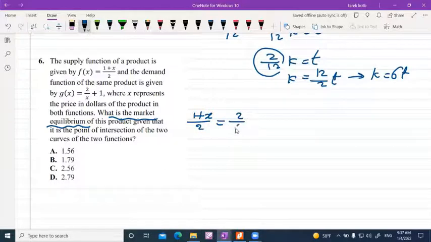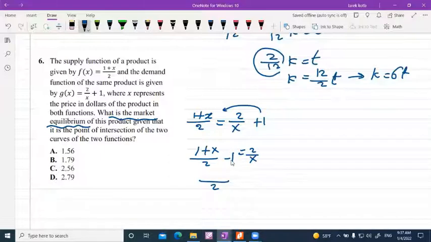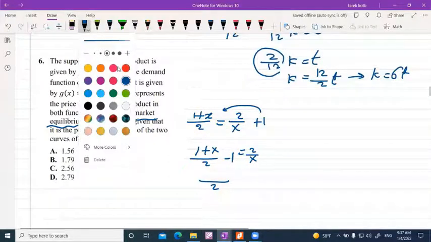So it will be 1 over 1 plus x over 2 is equal to 2 over x plus 1. This is the first step. And then try to get the x. If you take this one to the other side, it will be 1 plus x over 2 minus 1 equals 2 over x. And then try to get common denominator.